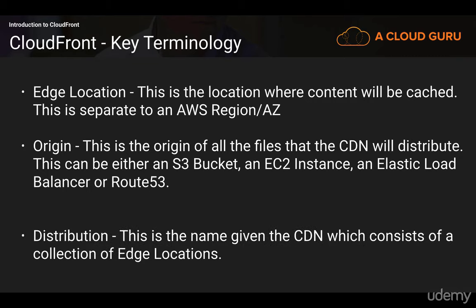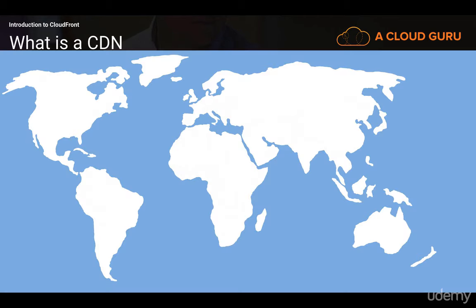Now, what's a distribution? Well, this is the name that's given to the CDN, which consists of a collection of edge locations. So when we create a new CDN network with AWS, this is called a distribution. And so we're going to create a distribution in the lab in the next lecture of the course. So what is a CDN and how does it work?